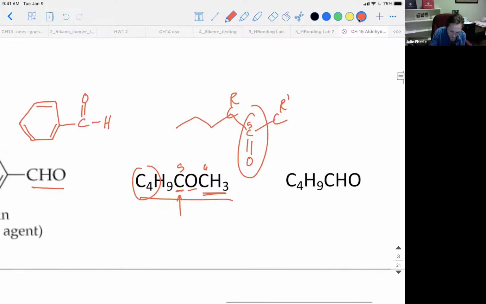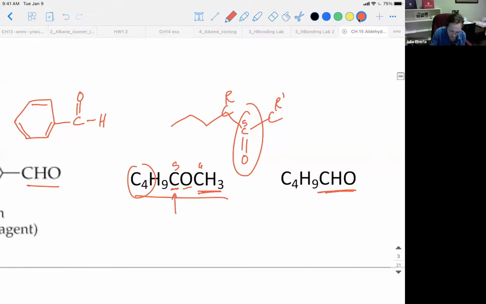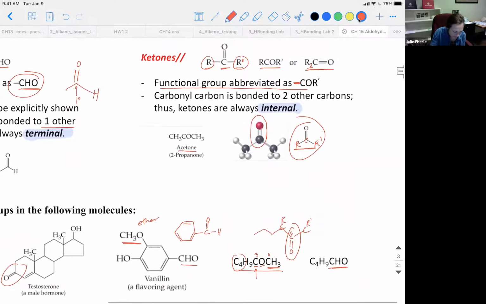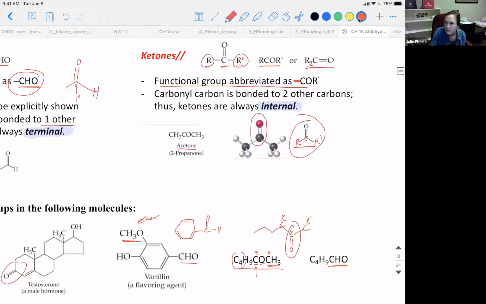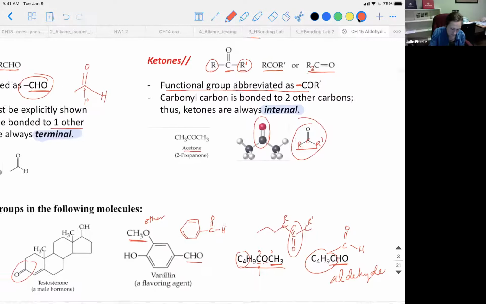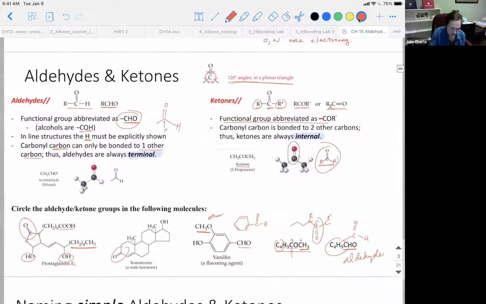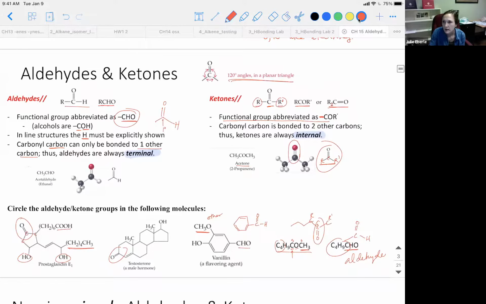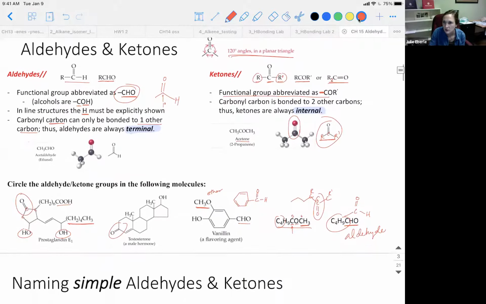What about this one? I'm not even going to draw this out. CHO is what? Aldehyde? Yeah, that's an aldehyde. Okay, that looks like this, and then this C4H9 part is the rest of that. Does that help in identifying a little bit? Recognizing them, either in condensed structures or line structures?